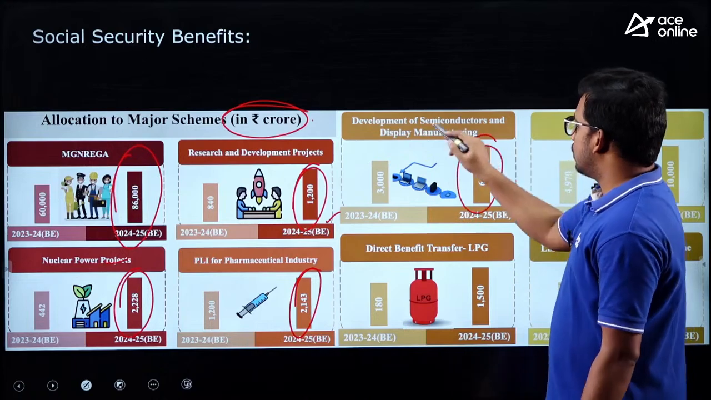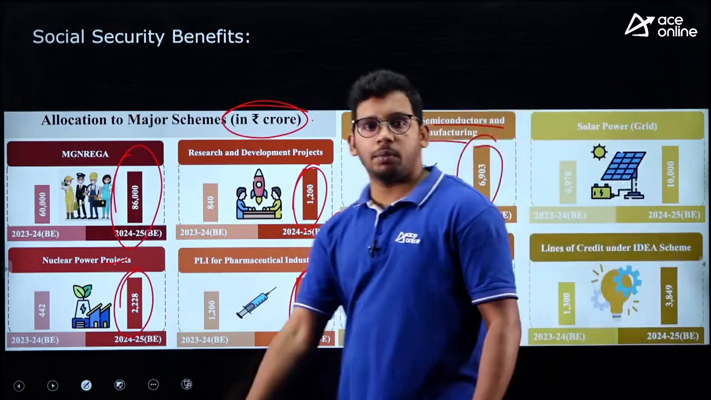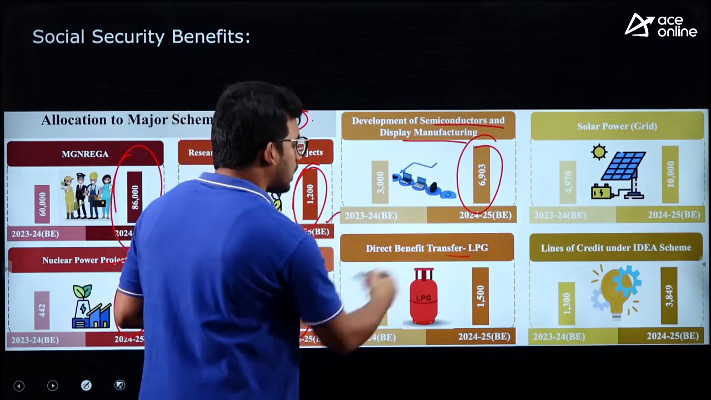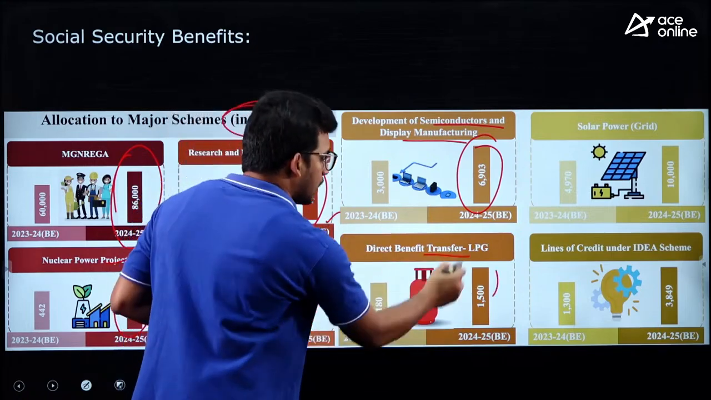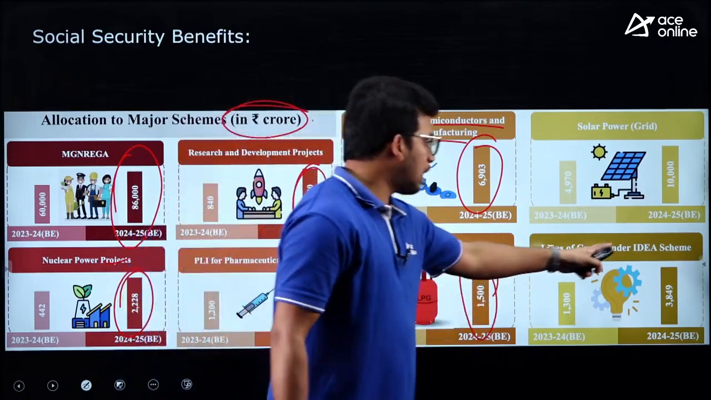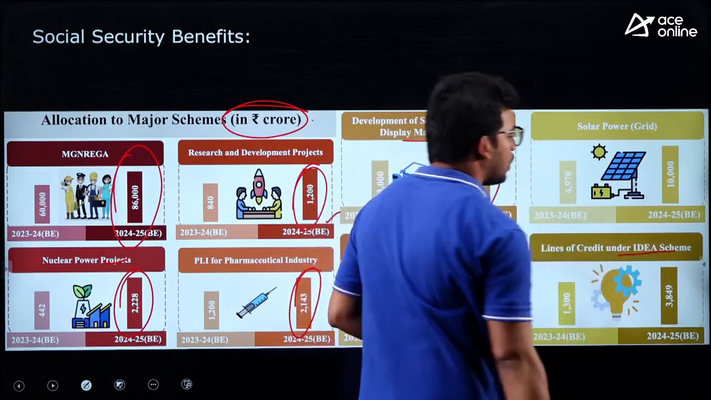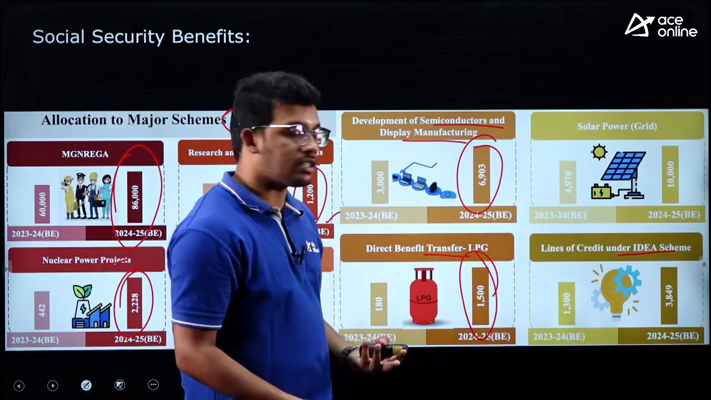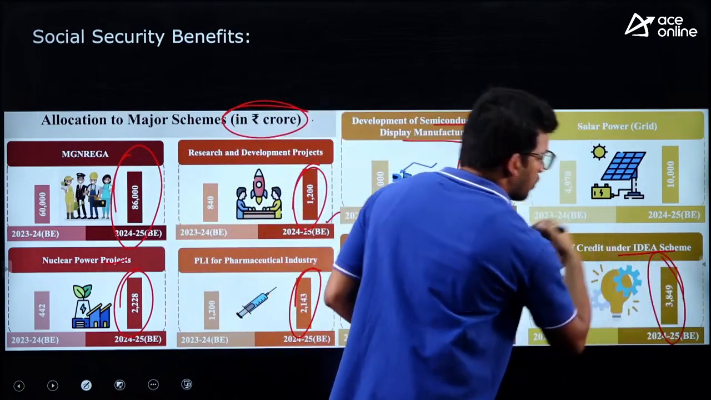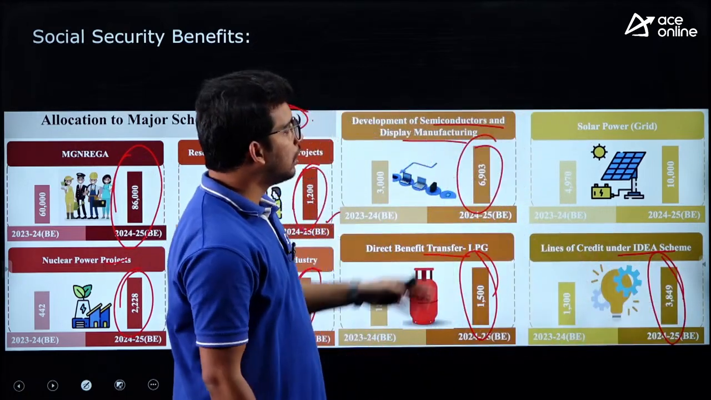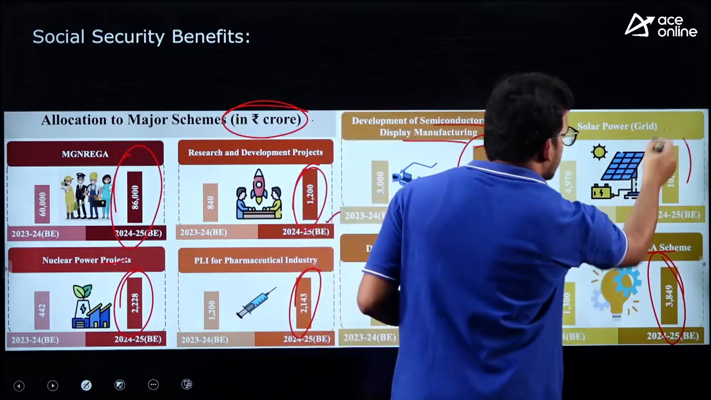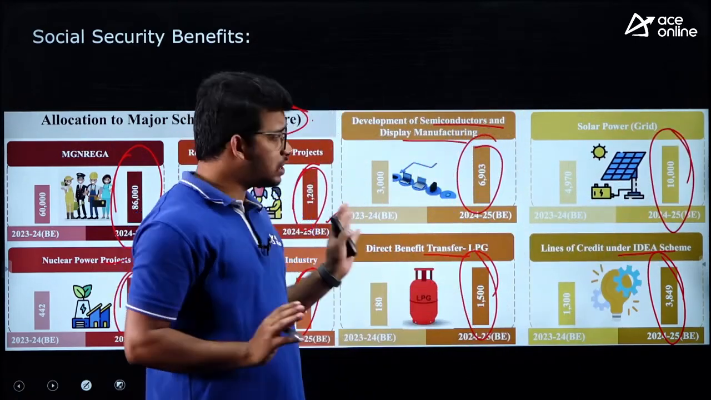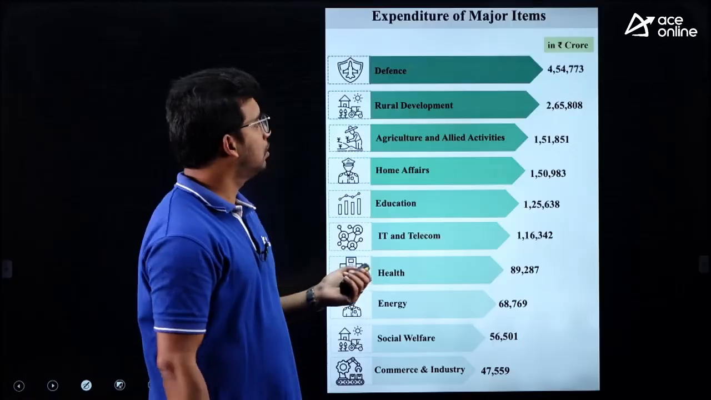Then semiconductor display manufacturing, government has given 6,903 crores. Direct benefit transfer LPG scheme, government is providing 1500 crores. Then the iDEX scheme, this is Innovation for Defence Excellence. On defense projects, government wants to encourage defense development in India, for that government has given 3,849 crore, and then solar power, government is investing 10,000 crore. So these are numbers you have to mug up, to know which schemes government has allocated more, fine.